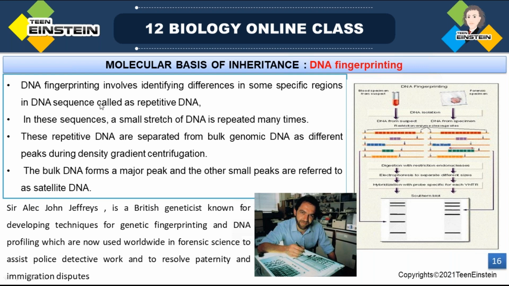And these sequences, just now we said, this involves the difference in some specific regions in DNA sequences called repetitive DNA. That repetitive DNA sequence difference is found in this. And in these sequences, a small stretch of DNA is repeated many times. This repetitive DNA is separated from bulk DNA through density gradients and centrifugation. The bulk DNA forms the major peak, and the other small peaks are from the satellite DNA.